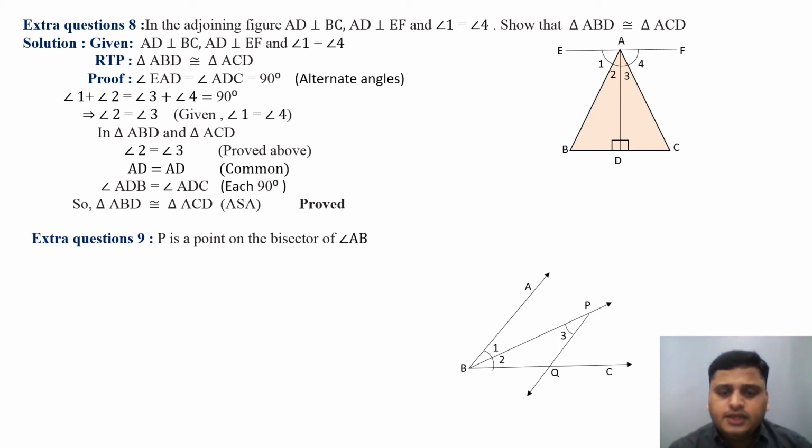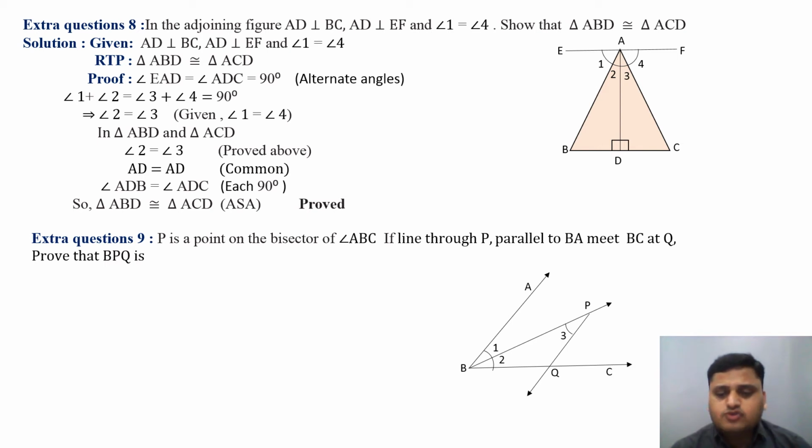P is on the line which is the bisector of angle ABC, and a line which is drawn through P, parallel to AB, meets BC at Q. So what we need to prove is that the triangle which was formed, triangle BPQ, is an isosceles triangle. Let's begin the proof of this question. We need to show this one.